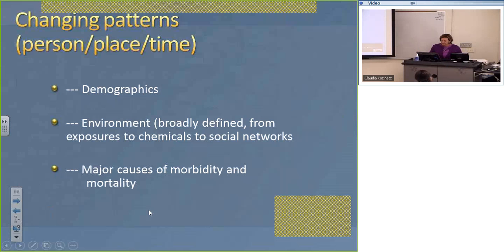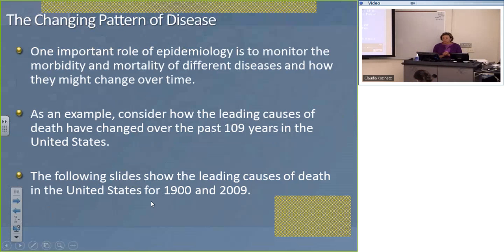And then we've discussed our major causes of disease. An important role of epidemiology is to monitor morbidity and mortality. Some more terms. What's morbidity? Disease. What's mortality? Death. There are a lot of jokes about epidemiologists, that all we're concerned about are dying people, okay? We've all heard that joke, no more. Okay, morbidity and mortality of different diseases and how they may change over time.